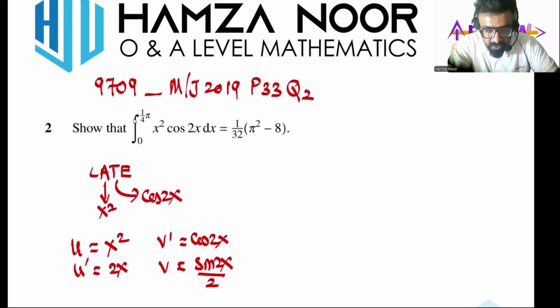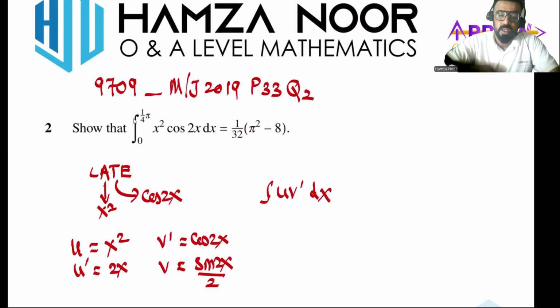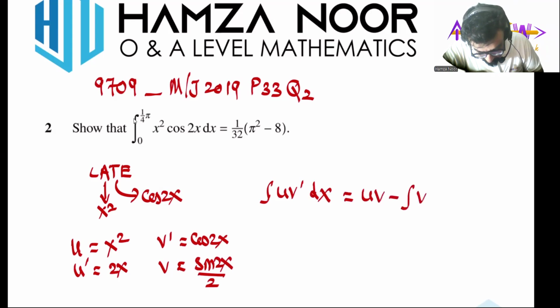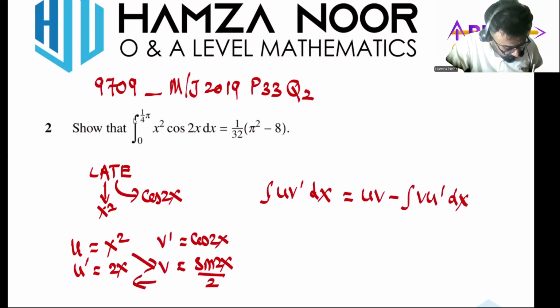As you know, the question is based on integration by parts. It is given to you in this form, the integration of u v dash with respect to x, meaning the integrand is given to you in the form of u times v dash. When you integrate this, you get uv minus integration of vu dash with respect to x. This formula is also given to you in the booklet in the exam.